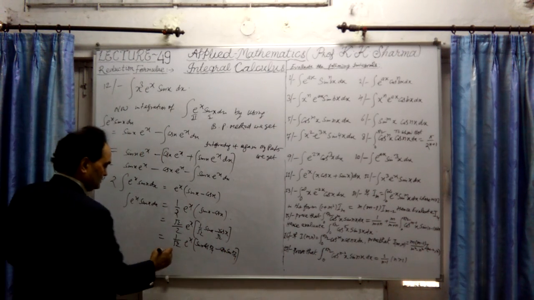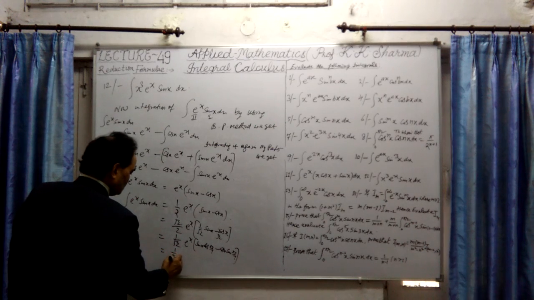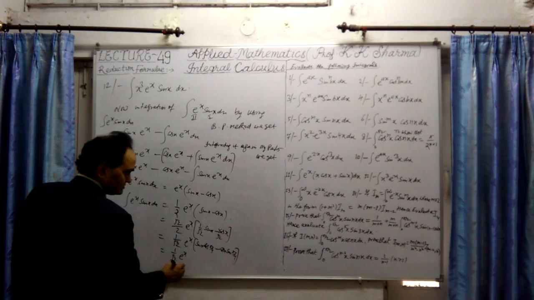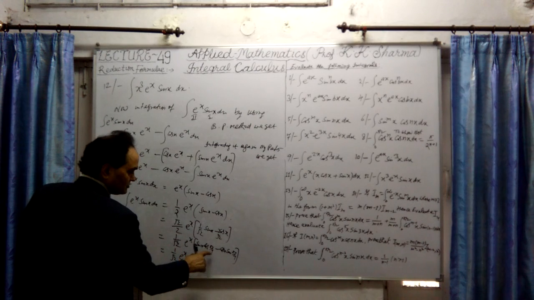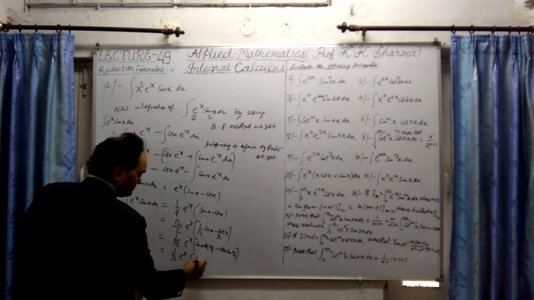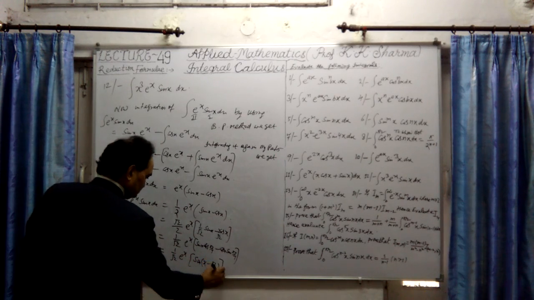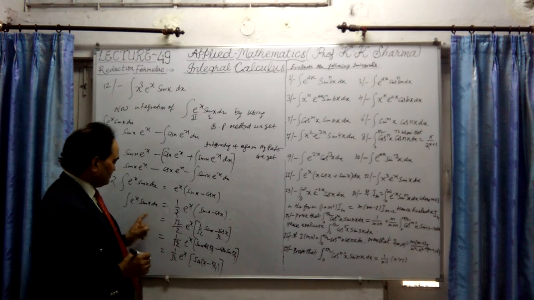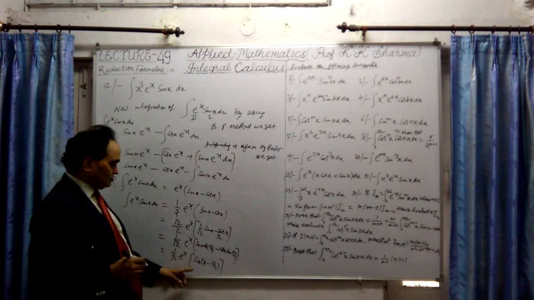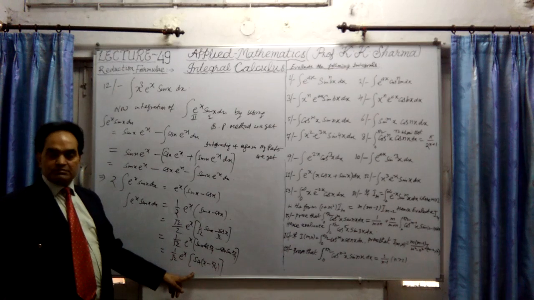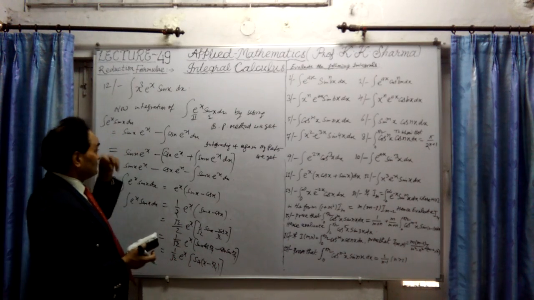What it will be? It will be equal to 1 upon root 2 times, in the bracket, sin a cos b minus cos a sin b. It is nothing but sin of x minus pi by 4. This is the final integration of this. Integration of this is this. Let me keep it for there.